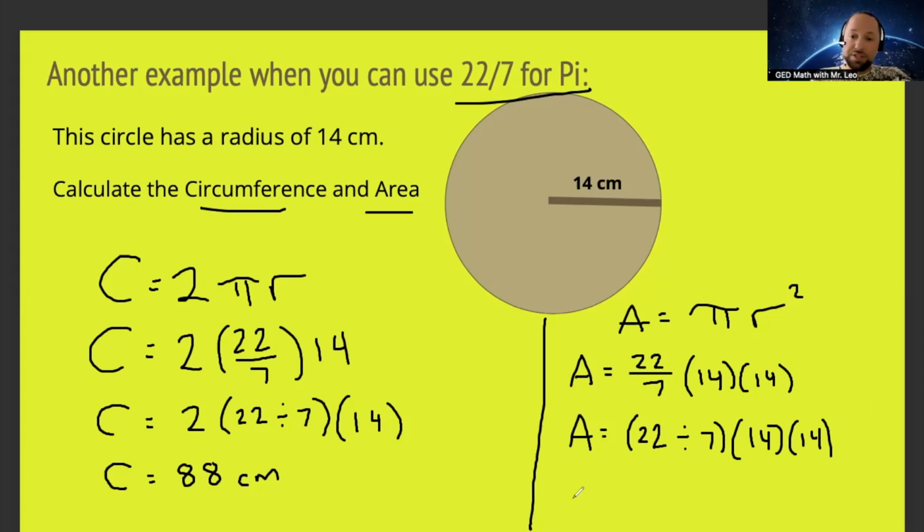I got 616 as my answer. It's an integer. It's a whole number. That's the reason. That's going to be square centimeters because it's an area.